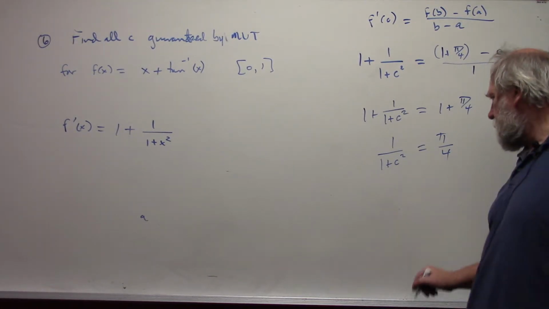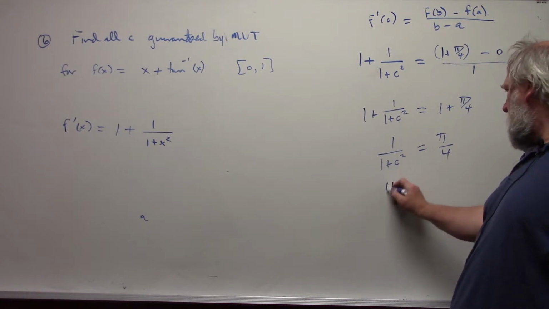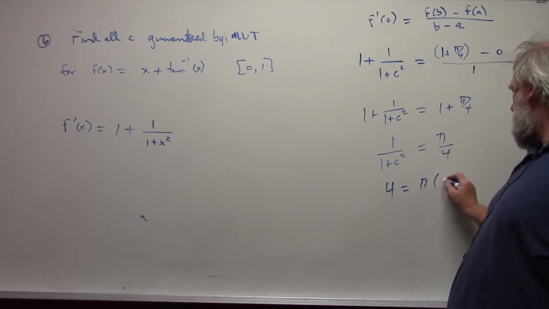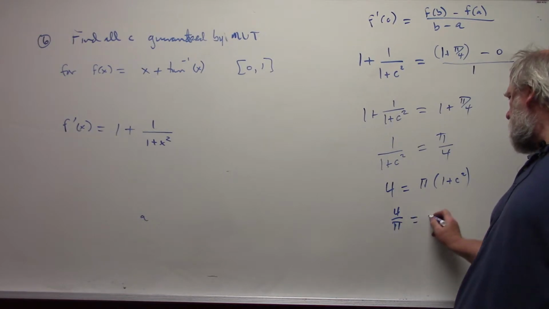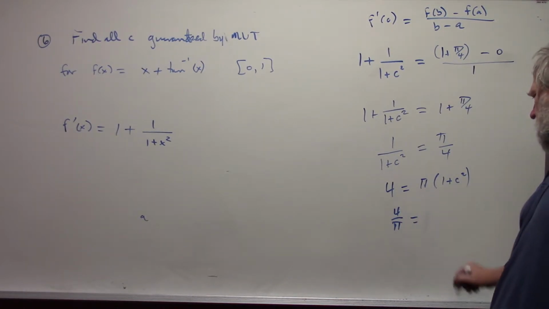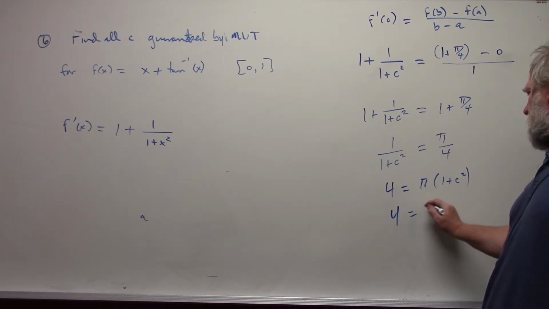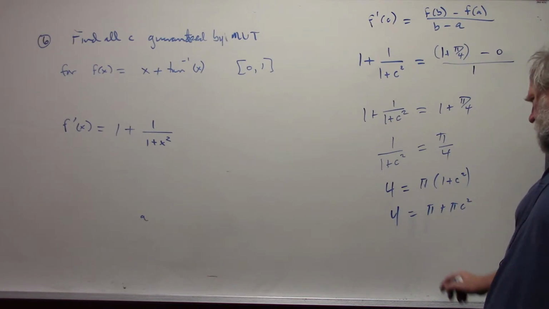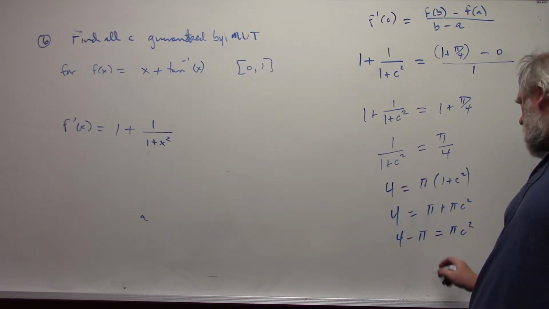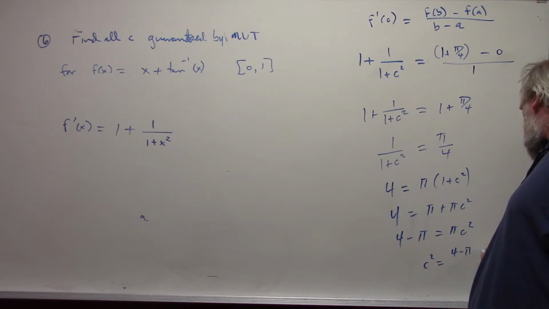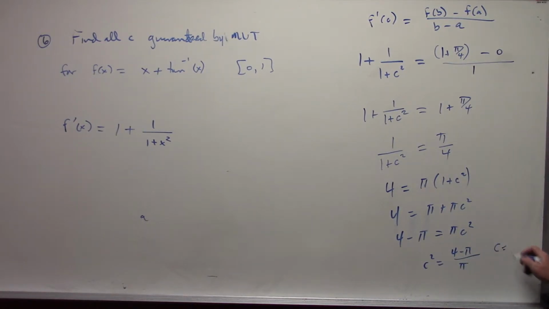And so therefore, 4 is equal to pi times 1 plus c squared, or 4 over pi is equal to, well, let me distribute this out. 4 is equal to pi plus pi c squared, or 4 minus pi is equal to pi c squared, and so therefore c squared is equal to 4 minus pi over pi, or c would be plus or minus the square root of 4 minus pi divided by pi.